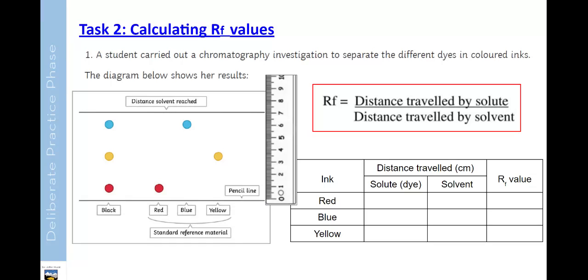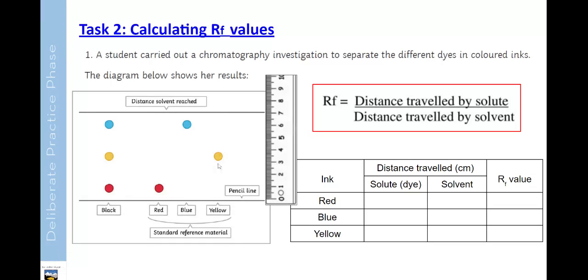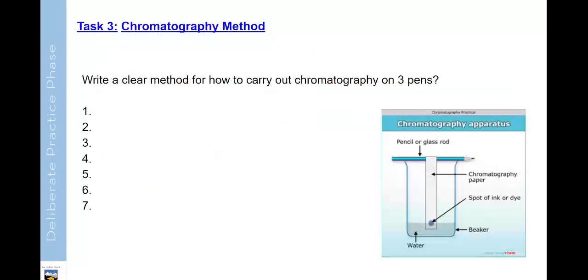Okay, so I haven't provided you with the answers for this because I know that some of you will be seeing the ruler at certain points. So, for example, with the yellow dot, some of you might have said it was 3.5. Some of you might have said it was 3.8. So I will mark your RF value calculations when you submit your work.